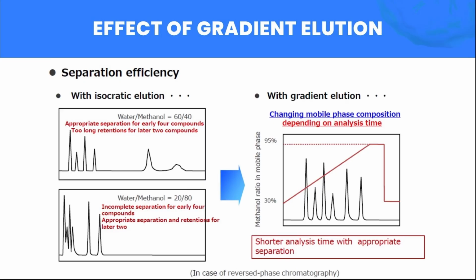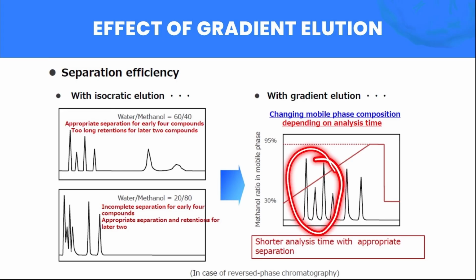In order to resolve this problem, we continuously increase the concentration of methanol. At the start of the experiment we use 30% methanol, and at the end we increase it until we reach 95% methanol. So we are continuously increasing the concentration of methanol, and that is why the term gradient elution has come. Now, what is its effect?